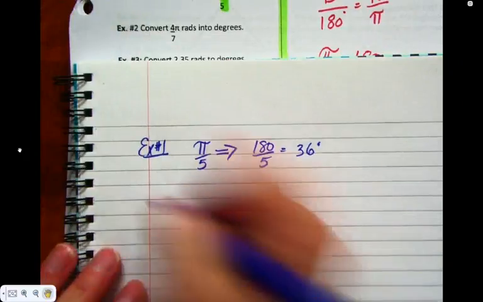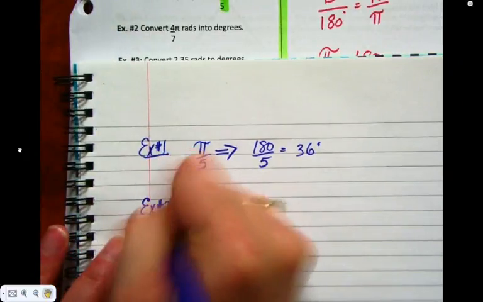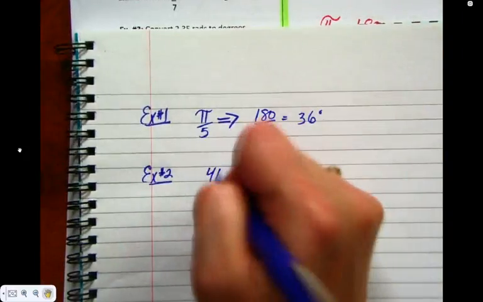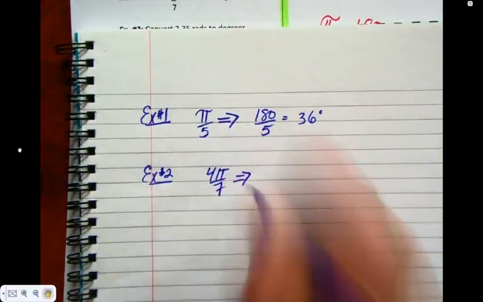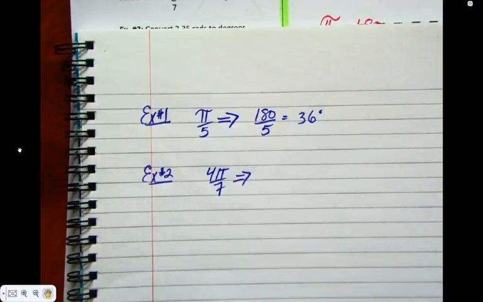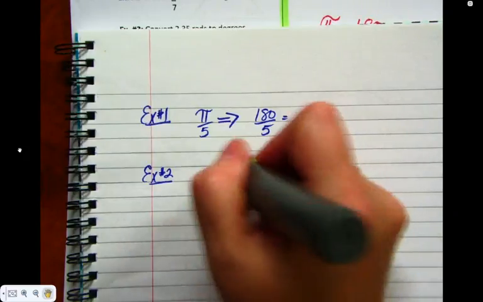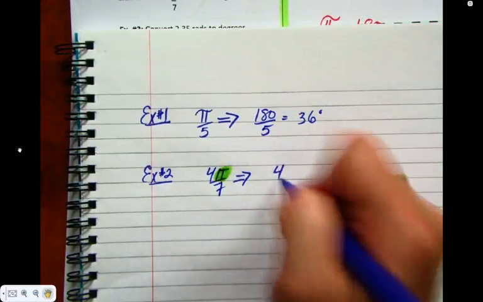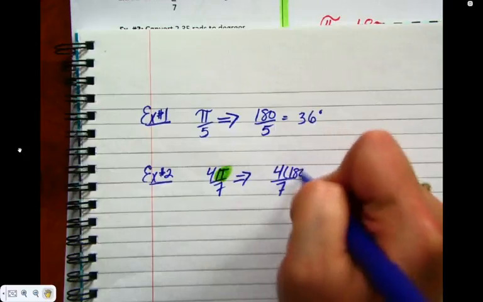Example number 2. Four pi on 7. So that means we're taking pi, a half circle, we're chopping it into 7 pieces, and we're taking 4 of them. All you need to know is you take pi out, and what are we going to put in its place? So I'm keeping the 4, I'm keeping the 7, I'm just shoving that 180 in there.